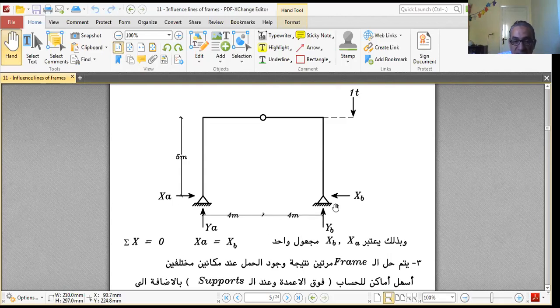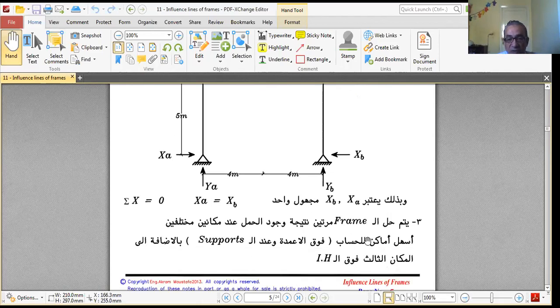Sigma X equals 0, then XA equals XB, so it's only one unknown. We have only vertical force going down, then the reactions at A and B are the same. XA equals XB. And we solve the frame twice.